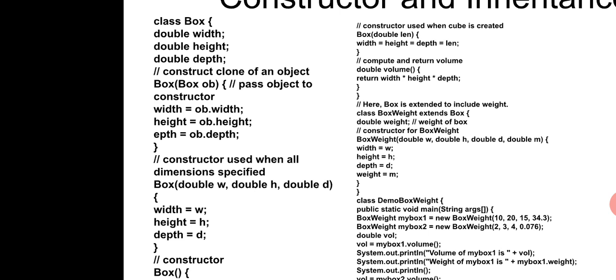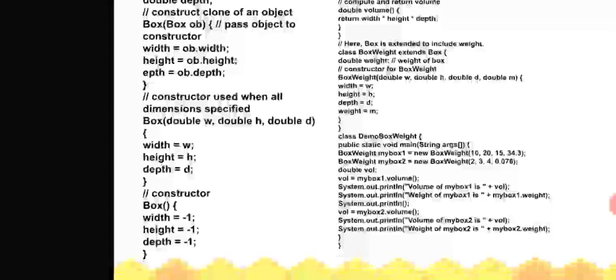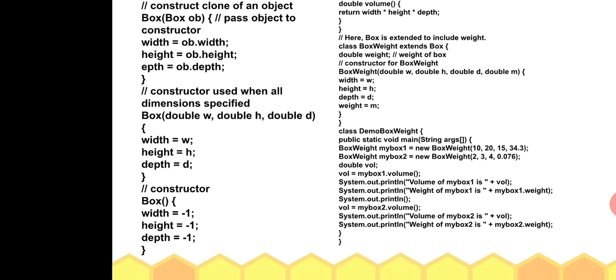Now width equal to ob.width, that is nothing but whatever you pass from the main method. The same value will sit in the width variable, and height equal to ob.height and depth equal to ob.depth. So whatever object you pass from your main method, the same values will sit in width, height and depth. Now you have the constructor used when all dimensions are specified. How exactly can you use the constructor when the dimensions are specified? Obviously this constructor will take the parameters w, h and d. The same w, h and d will be assigned to width, height and depth. This is how you can do it.